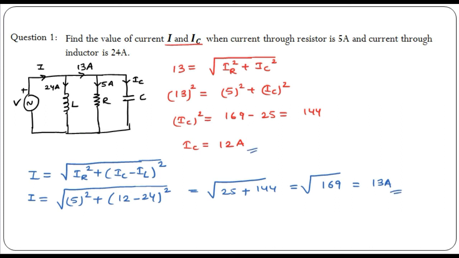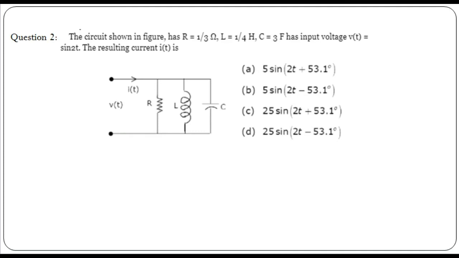Now let us see the next question. The circuit shown in the figure has R equal to 1/3 ohm, L equal to 1/4 Henry and C is 3 Farad, with the input voltage v(t) equal to sin 2t. The resulting current i(t) is, so we have to find out this current i(t). This voltage source is a sinusoidal voltage source and its value is sin 2t. Okay, so we have to find out this current which is i(t).